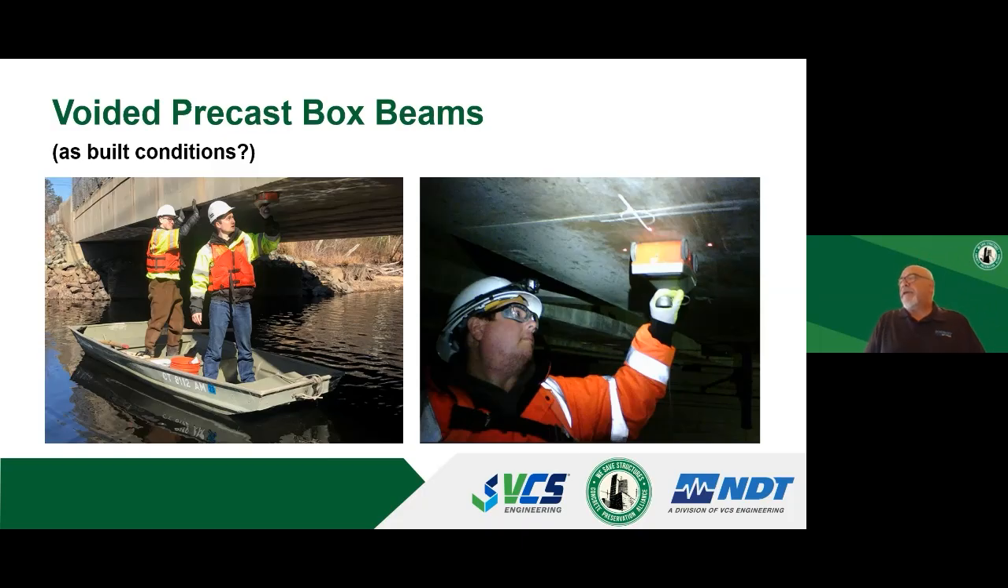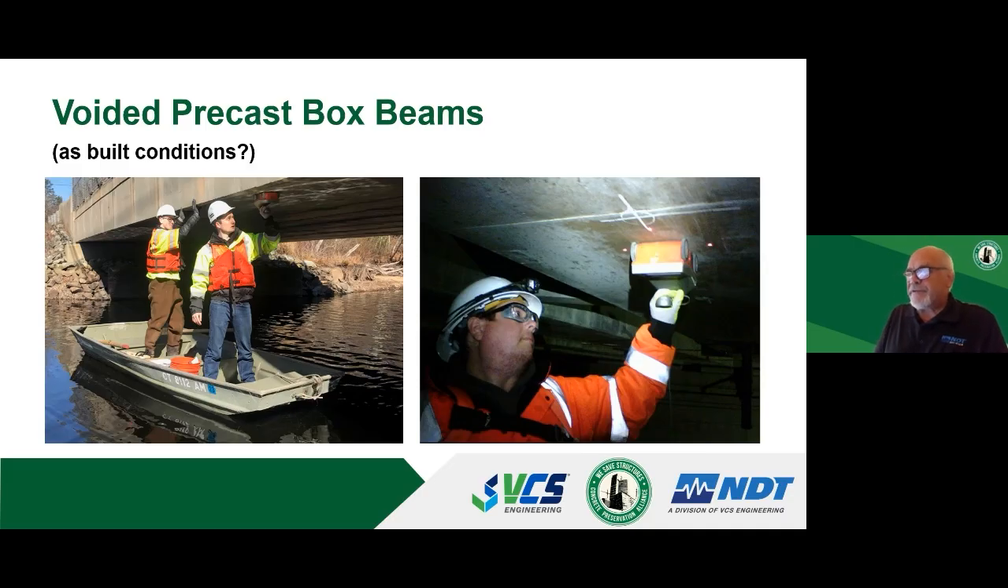Really interesting case study here: voided precast box beams. These are very common. There is a large cutout of maybe styrofoam by design in the center of these beams, but there's expected to be maybe 5 or 6 inches of concrete around the top, the sides, and the bottom of the beam.